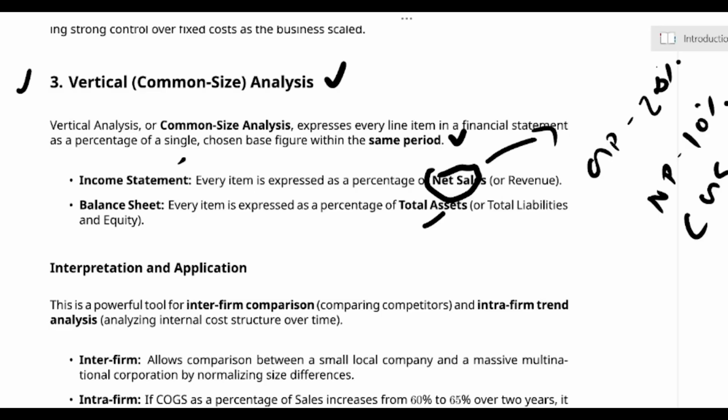Again, when it comes to the balance sheet, our current asset is 25% of total asset, and our equity is 50% of total asset. So in vertical analysis, every item is expressed as a percentage of net sales when it comes to the income statement, and as a percentage of total asset when it comes to the balance sheet.